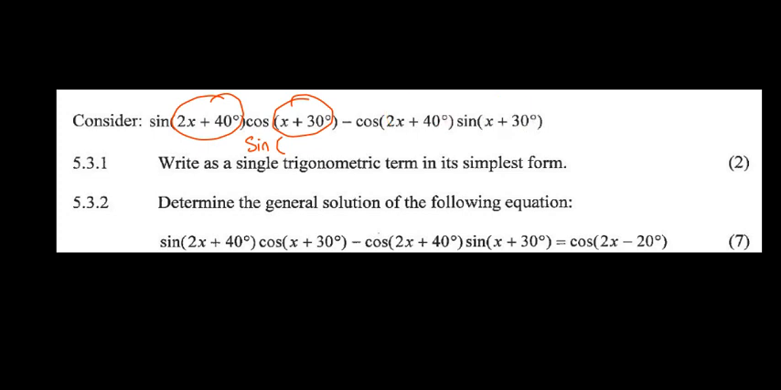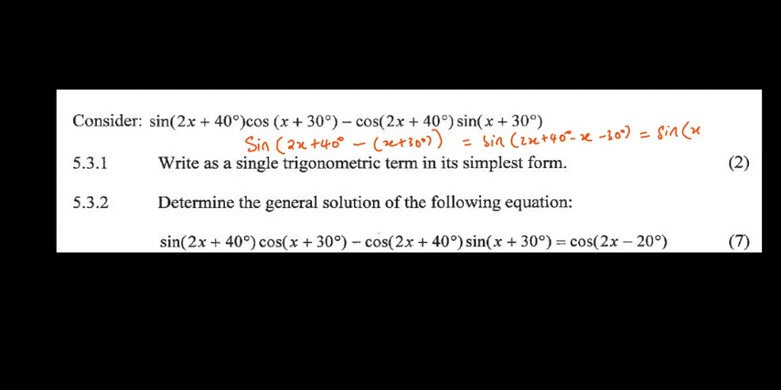So for 5.3.1, you would just say 2x plus 40 degrees. Remember, the sign does not change for sine. Then that was your A, and then your B is x plus 30 degrees. Which means you have sine into 2x plus 40 degrees minus x minus 30 degrees, which means you have sine of 2x minus x is x, 40 minus 30 is 10 degrees. Then you would be done for A.